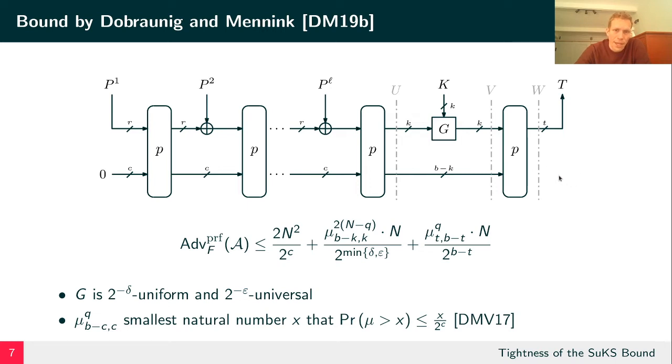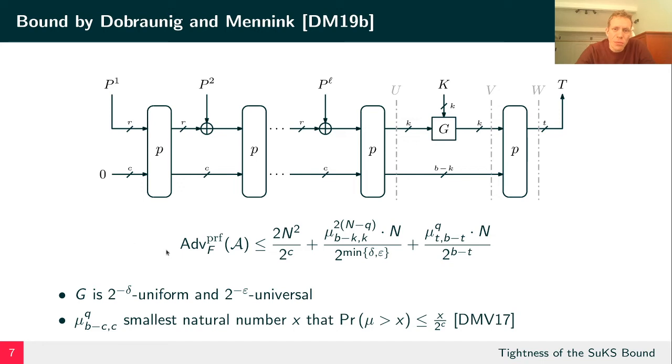And this result holds under the assumption that g is 2 to the minus delta uniform, meaning that for any input, the probability that it goes to a fixed output for a random key is at most 2 to the minus delta. And g should be at most 2 to the minus epsilon universal, meaning that for any two inputs to g, the probability that they collide, taken over the randomness of the key, is at most 2 to the minus epsilon.